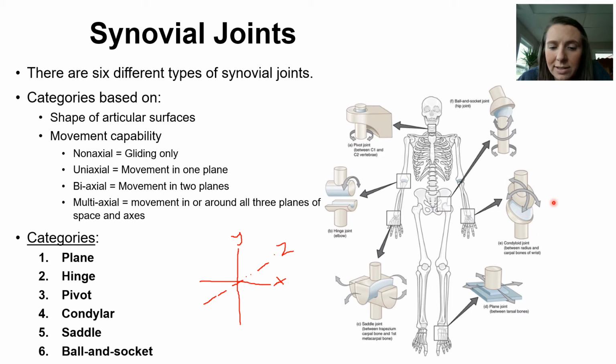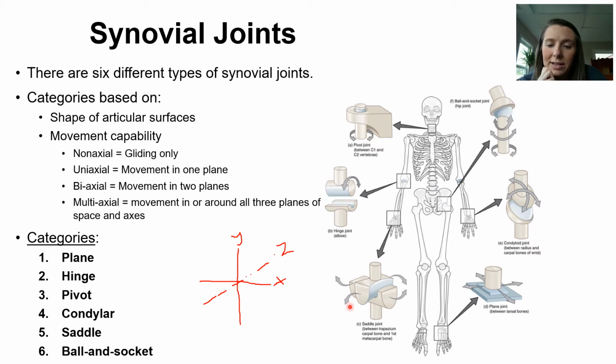The saddle joints would be, for example, between the trapezium and the first metacarpal. So this is our thumb joint here. This one is a saddle joint, so it can also move in two planes based on its shape, and that's what this is showing you, that it can rock side to side and front and back as well.